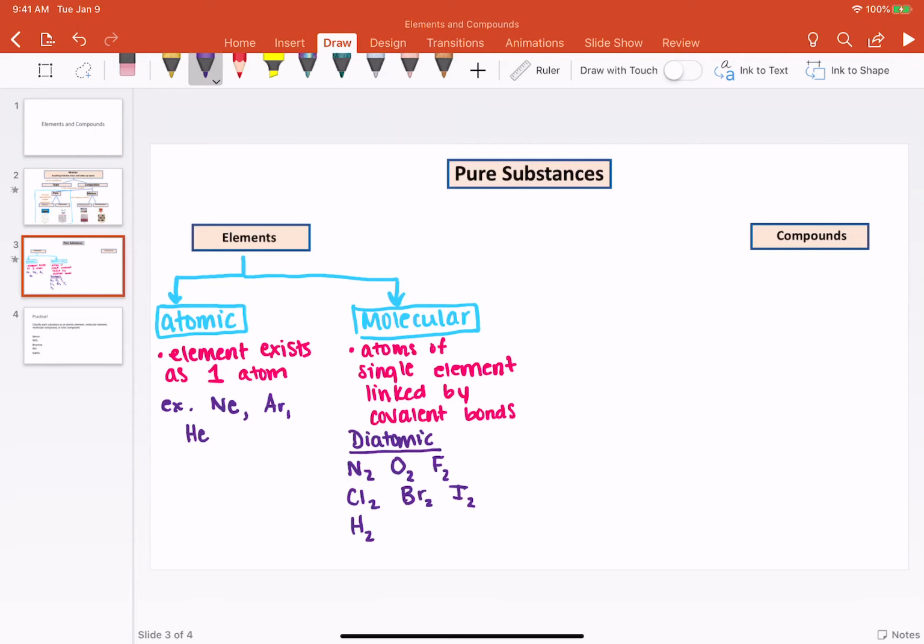There are also some other types of molecular elements that aren't diatomic. They could contain more than two atoms. And there are only two of them that I particularly want you to know for this class. The ones that I want you to know are P4, so 4 phosphorus atoms, and S8. And again, there are others, but those are the ones that I want you to know for this class in particular. So those are our elements, and remember the elements are made of only one type of atom.